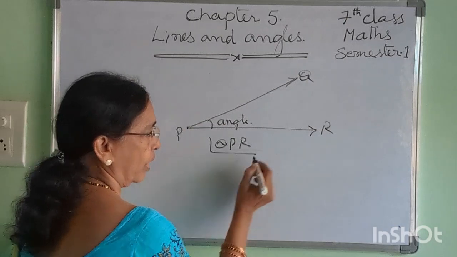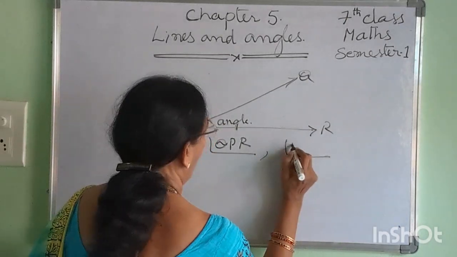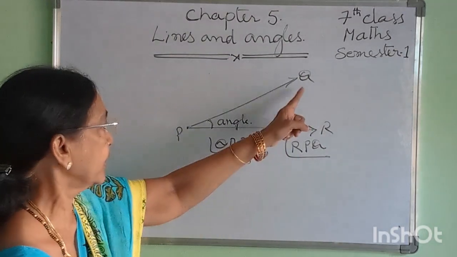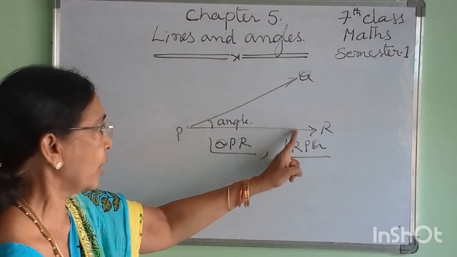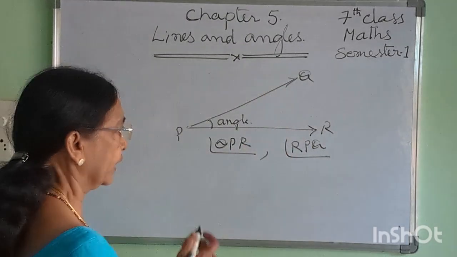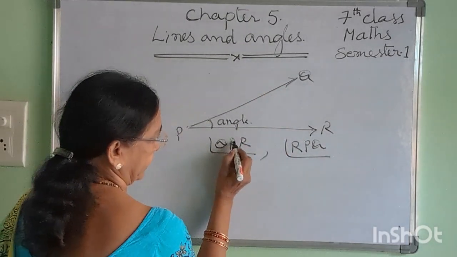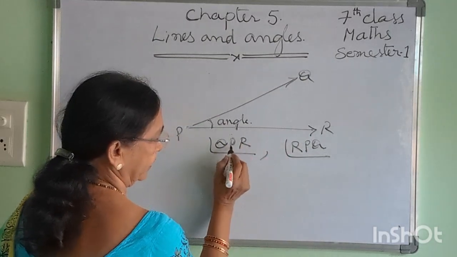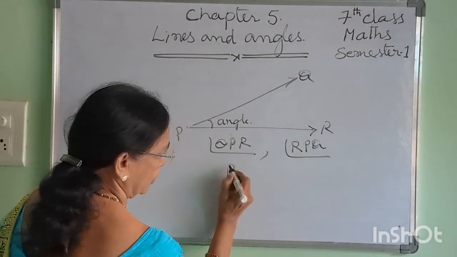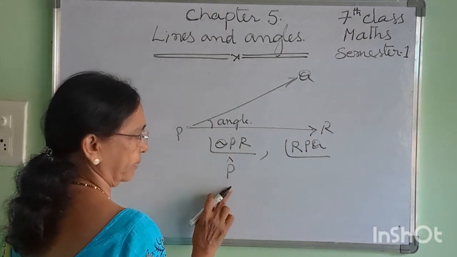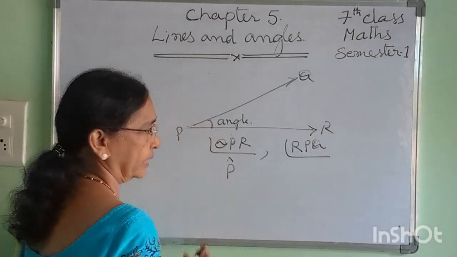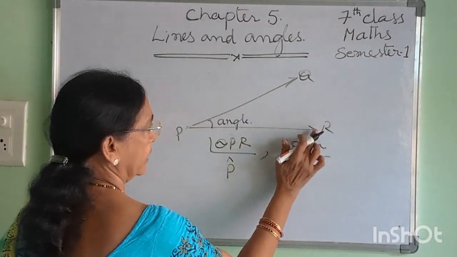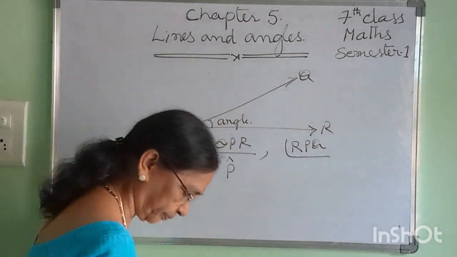Angle QPR or angle RPQ, both are the same. The angle forms at the middle letter P, so P must be in the middle. Sometimes this is also written as angle P, the angle at P. Generally it is read as angle QPR or angle RPQ.